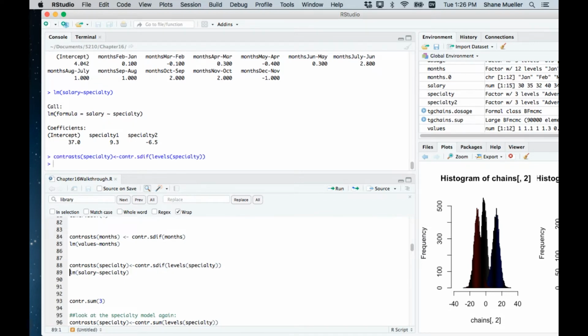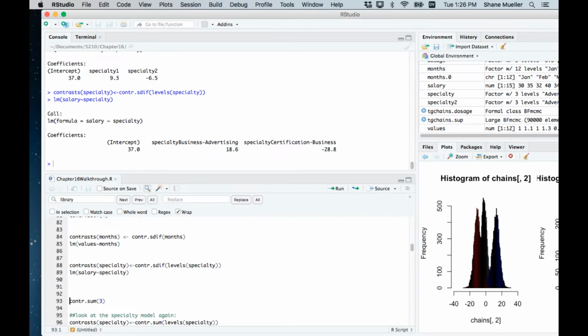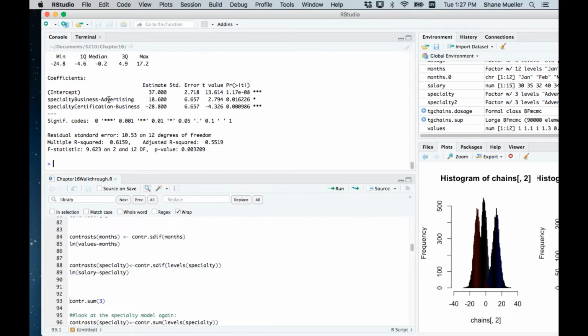I could do this successive difference for the specialty, but it doesn't quite make sense anymore. But I will name them so. I have the intercept, which is the average overall, and then I'll say specialty to advertising and certification to business. I could test each of these individually. If I did a summary of this, you can see that we've got a statistical test of business versus advertising and a statistical test of certification versus business.